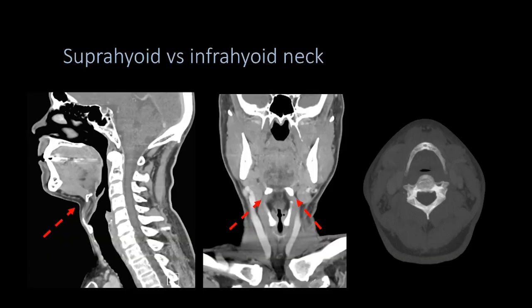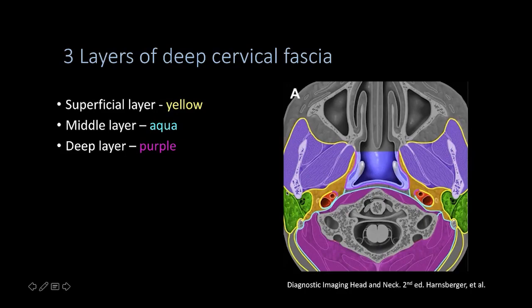So to start off with, we're going to divide the neck into suprahyoid and infrahyoid compartments based on our little horseshoe-shaped hyoid bone, which we can see here on the sagittal image, located sort of at the base of the tongue and about halfway up the neck on our coronal image. So the spaces of the neck are divided into their respective compartments based on these different fascial layers. I'm not going to spend too much time on the specific layers of fascia, but it's important to know that there are 3 layers of deep cervical fascia, the superficial layer, the middle layer, and the deep layer, which are outlined in these different colors here.